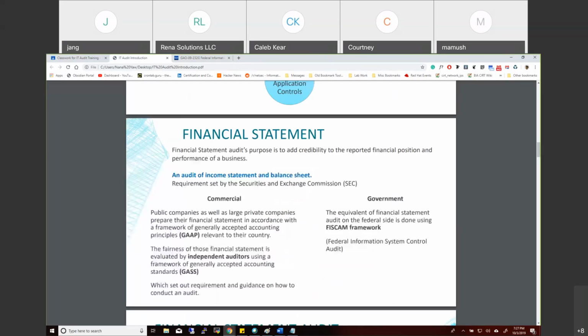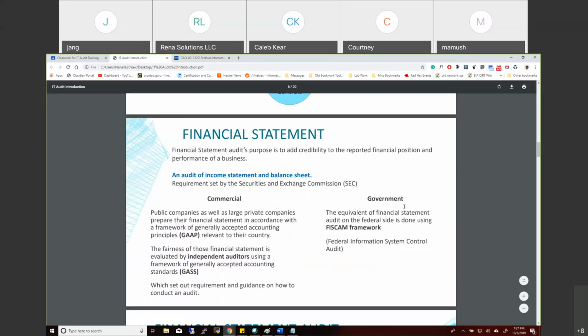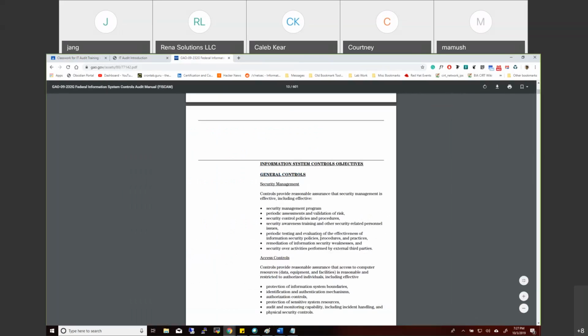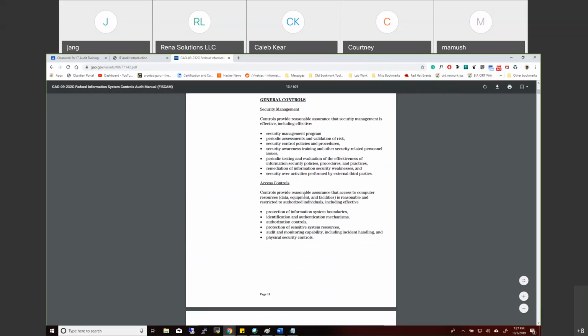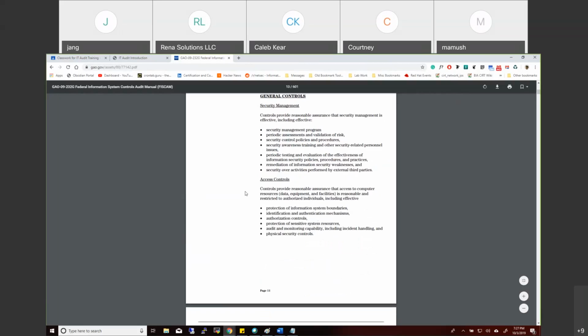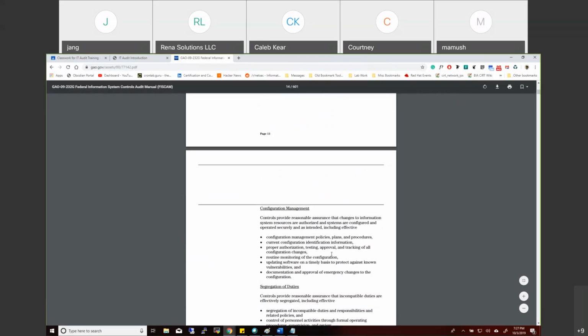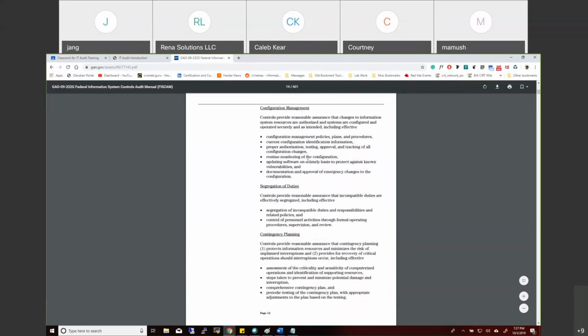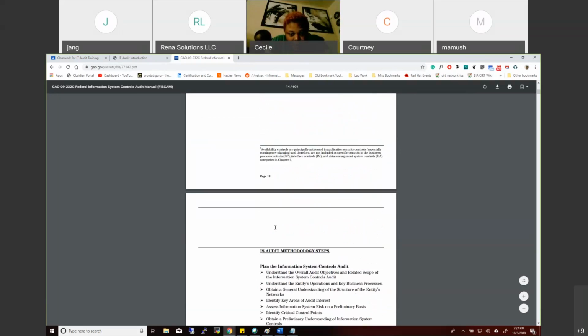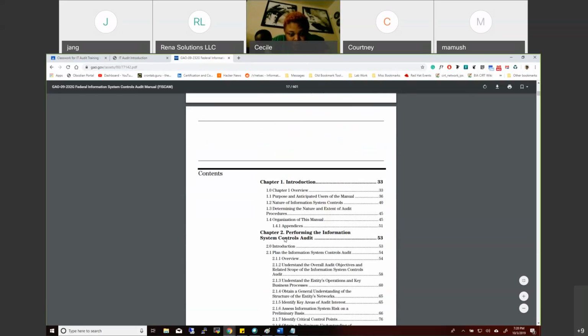So in this case where I told you that the government financial statement audit is done using a FISCAM framework, you would pull up a FISCAM framework. This is a public document. It's nothing private in here. In the FISCAM framework, it tells you what controls they should have in place. They should have access controls, security management controls, configuration management controls, segregation of duties controls.